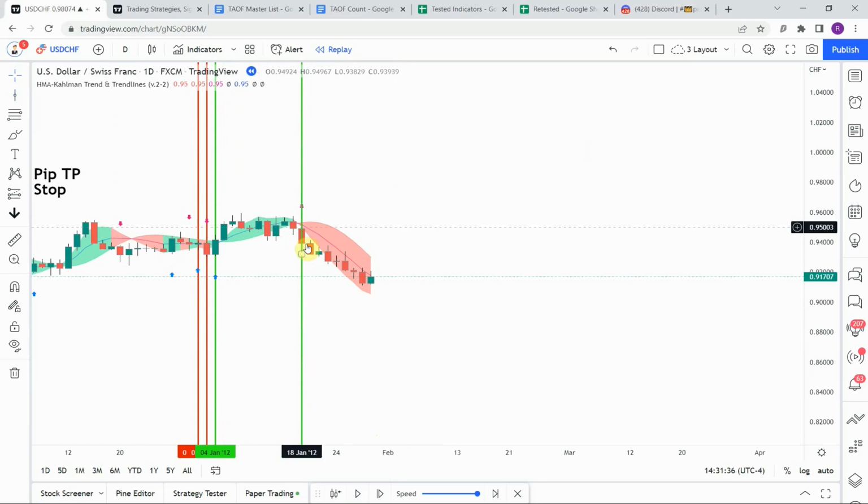All right, we then pick up a short right here. We can see that we get that red arrow there and the red cloud of moving average type combination, and we get a really nice push to the downside, and so that one does come down and get us to our take profit. Let's go ahead and continue on.